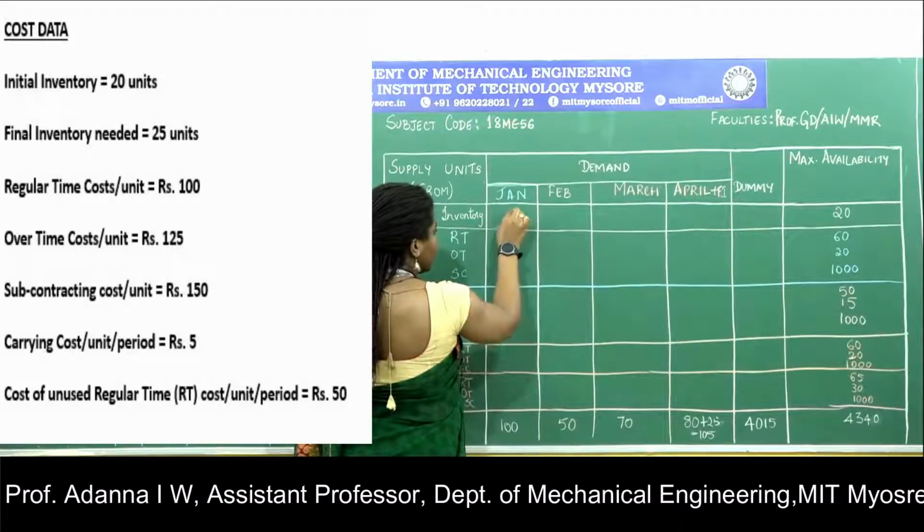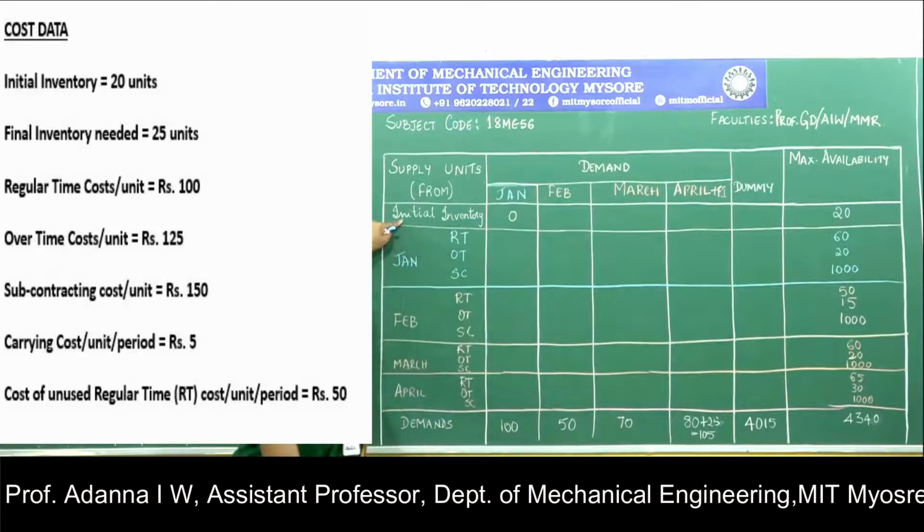We don't have any extra cost that we are going to incur. Further, if you see, there is something called a carrying cost that has been given to us. So carrying cost is 5 rupees.